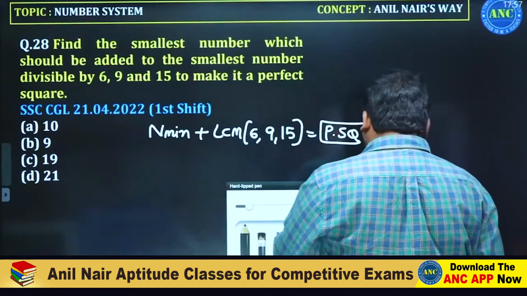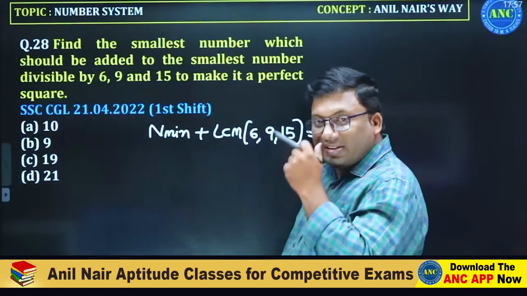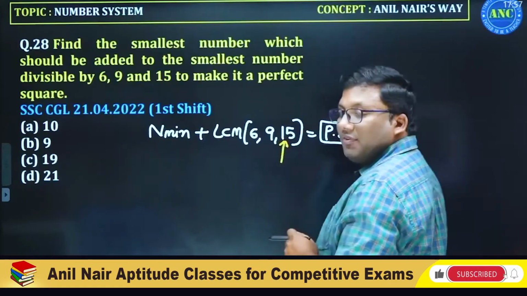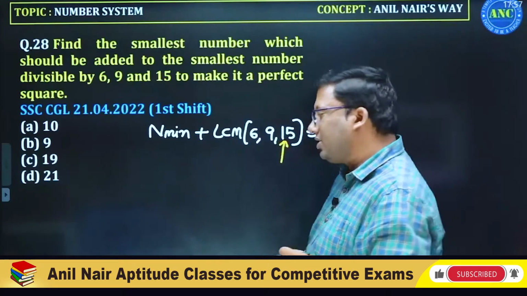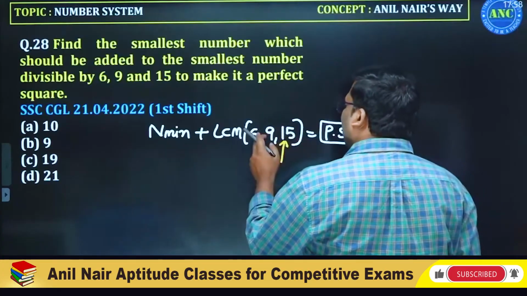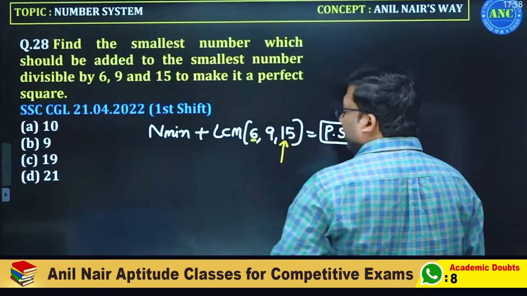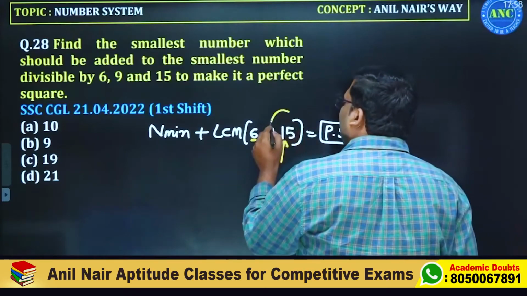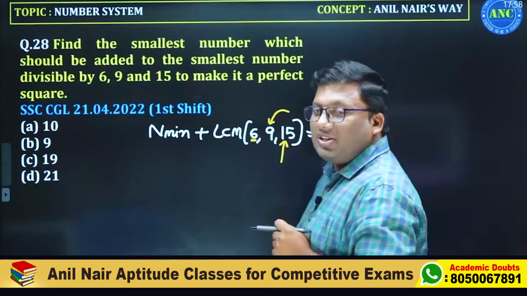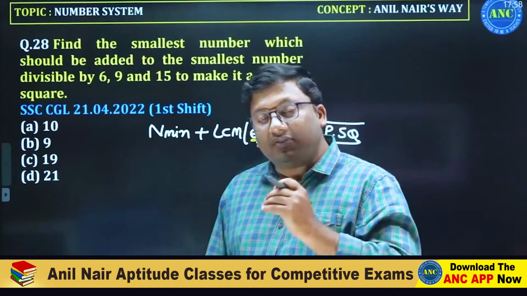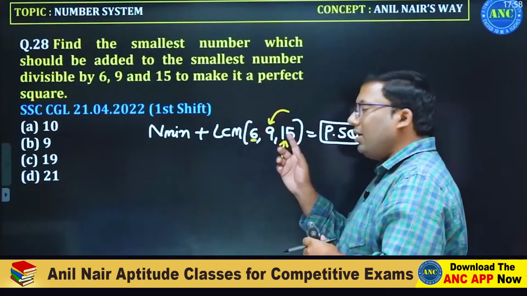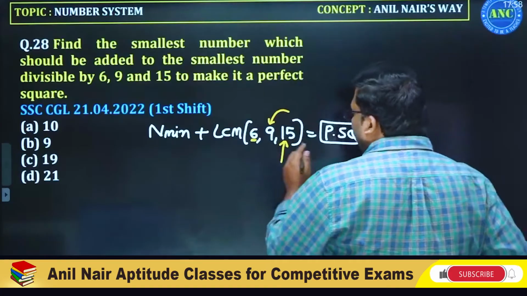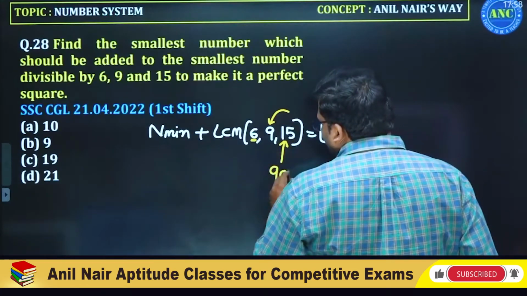LCM of 6, 9 and 15. Whenever you are doing LCM related problems, the entire attention is on the largest number, 15. 15 is not a multiple of 6, because 6 2s are 12, 6 3s are 18. And another thing, one input number is 9. What is the magical property with respect to 9? Whenever you are doing LCM, if one input number is 9, the digital sum of the answer should be 9. Which multiple of 15? The digital sum will be 9.